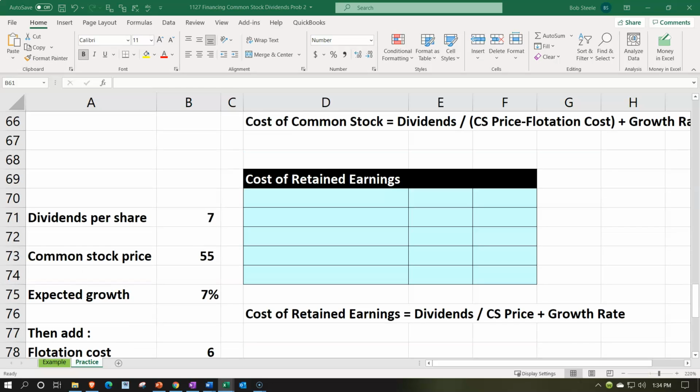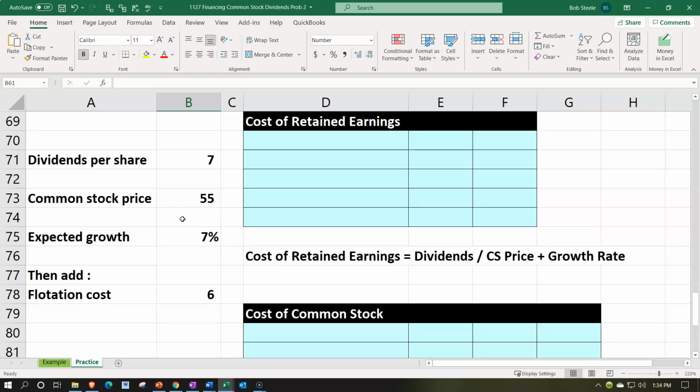Let's do this again. Can we? Yes, we can. We've got the dividends per share now $7, the common price 55, the growth at 7%, and the flotation now 6%. All right, let's do it again.